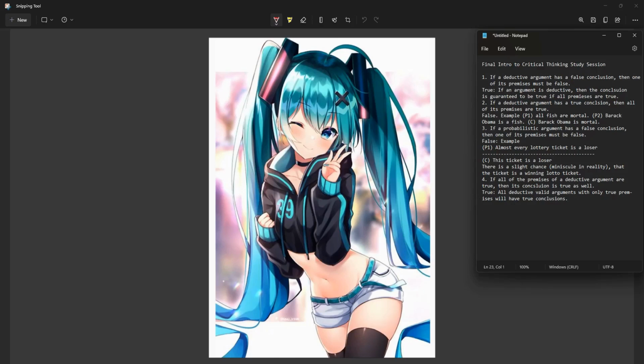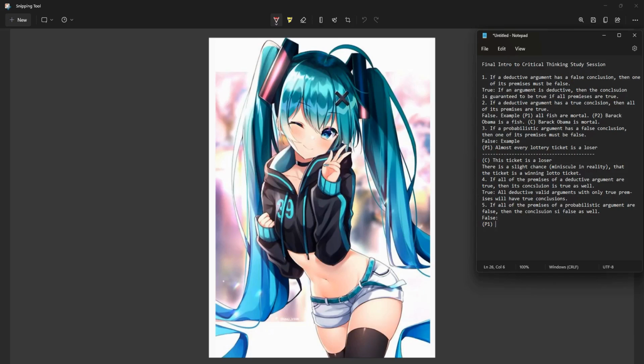And then 5, if all of the premises of a probabilistic argument are false, then the conclusion is false as well. And the answer to this one is false, okay? How do I know that? Well, let's look at it.